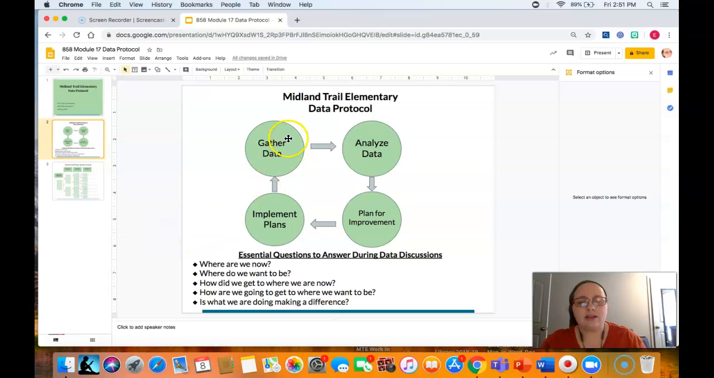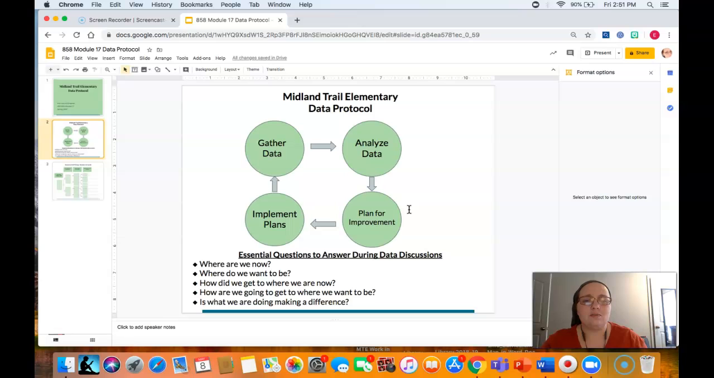So we're going to start right here with gather data, and that is through our common assessments, our MAP, our KITE, our benchmarks. Once we gather the data, we go over to analyzing data through our TLTs and through different graphic organizers. We are going to analyze the data and compare it to what it is: pivot tables, spreadsheets.